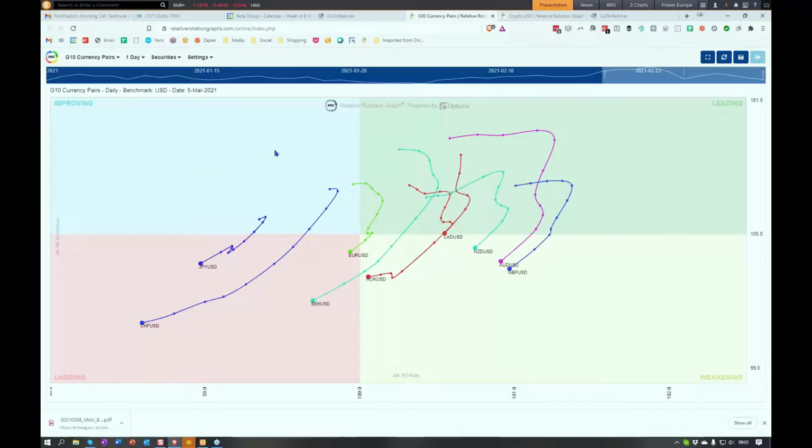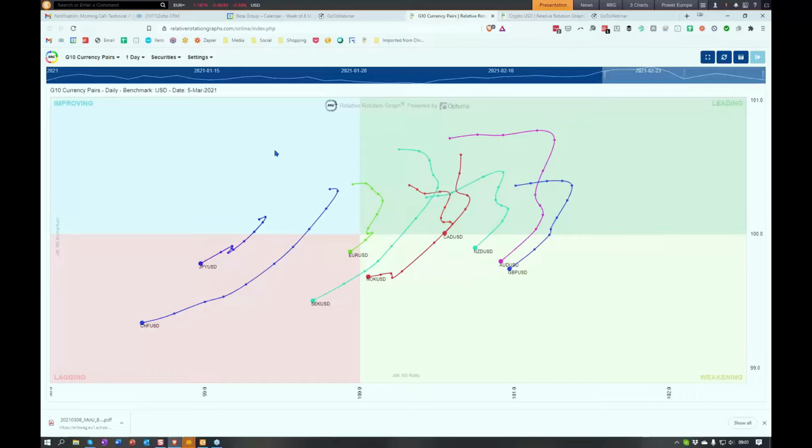Just checking, can you see my relative rotation graphs of the G10 currencies? Yes. Okay. Today we're going to talk about these relative rotation graphs, which I've shown a couple of times, but not really had the opportunity to explain properly. They're very, very useful charts. You can see them yourself for free, and they are a type of chart used by institutional traders. They're available on Bloomberg and on Refinitiv's Eikon, so these professional platforms.